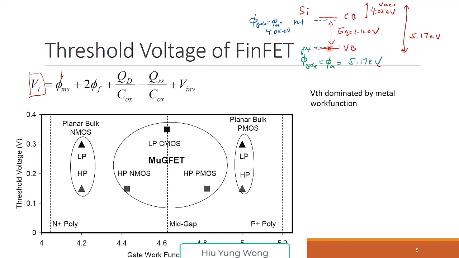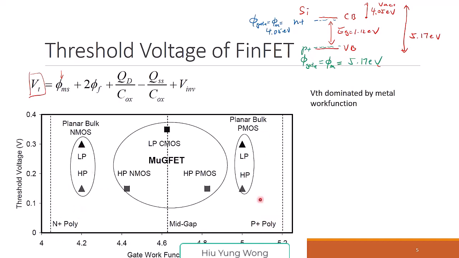So in the past, we only had N plus and P plus gates by using polysilicon. So we only have two work functions, 4.05 and 5.17. A low work function and a high work function. No problem. Look at this. This is what I just said, right? This is the work function for N plus poly. This is the work function for P plus poly, right? About 4 and 5.